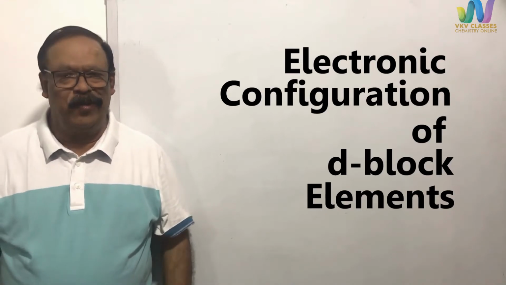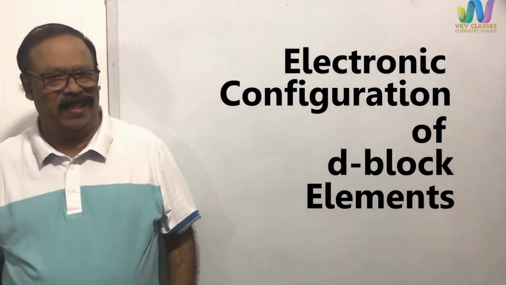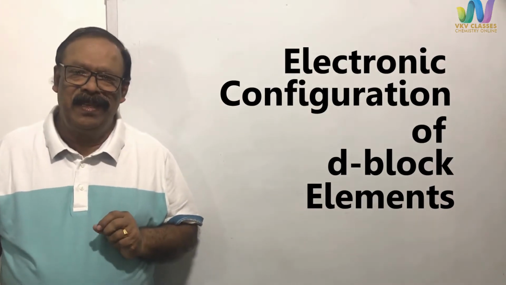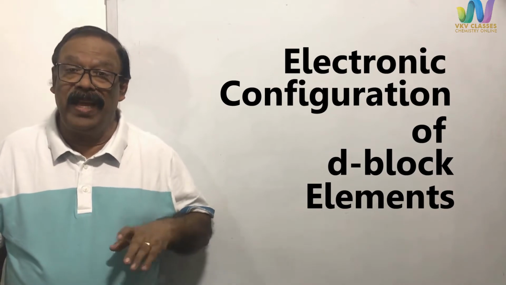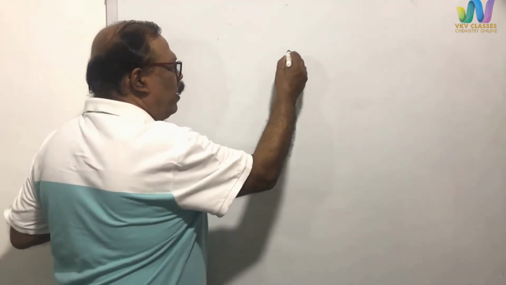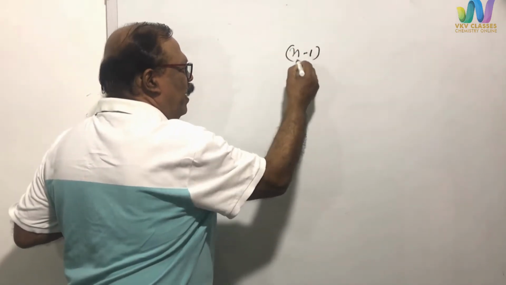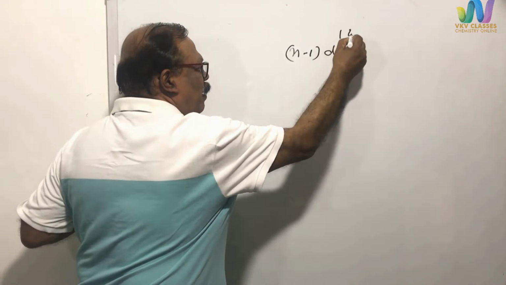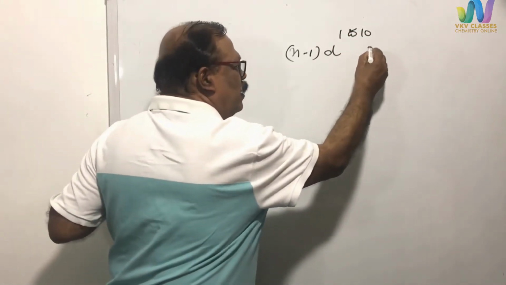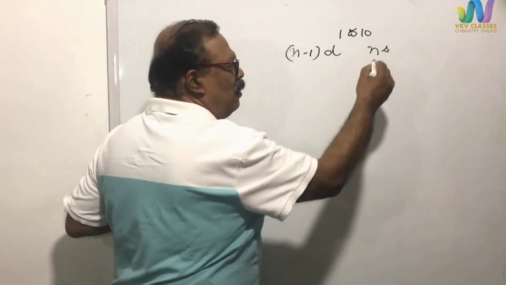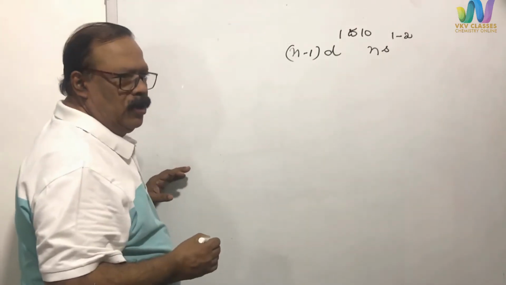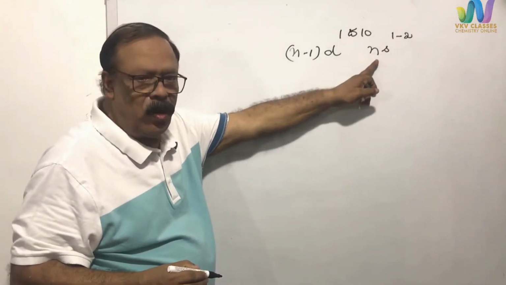Electronic configuration of d block elements. In d block, electrons are filled up in the d orbitals of the n minus 1 level. So we will have a configuration of (n-1)d 1 to 10, and the outermost orbital is the ns level, which will have 1 or 2 electrons. So this forms the last orbital.